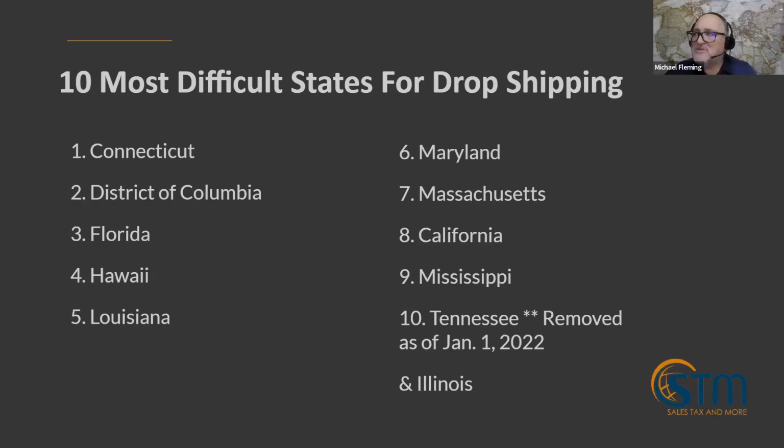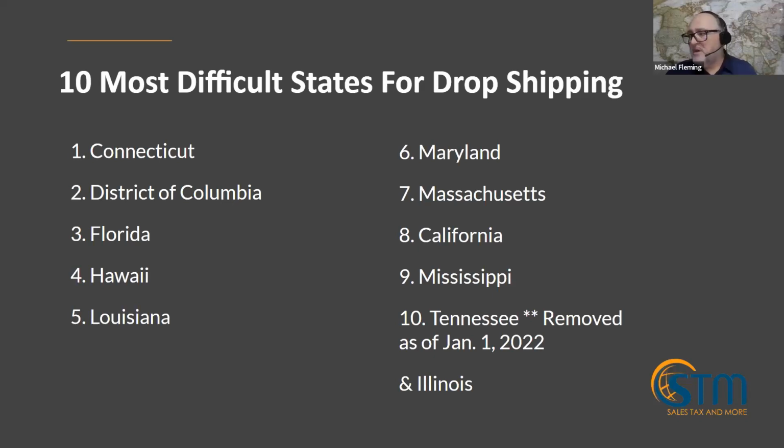Now, the 10 most difficult states for drop shipping are up on the screen here. And these are states where, under all or some circumstances, you're going to have to be registered, or your client will have to be registered in these states in order to issue a valid certificate. Now, Tennessee was removed as of January 1st of 2022, so it's no longer one of the 10 most difficult states. Illinois, though, was an honorable mention.